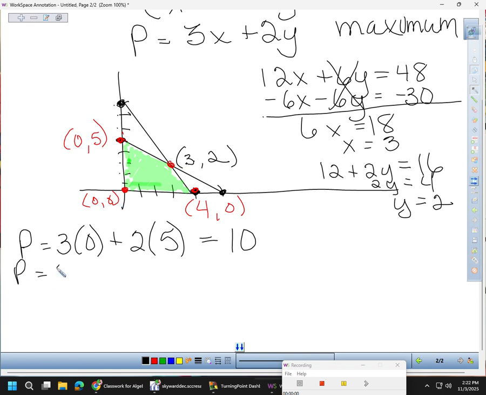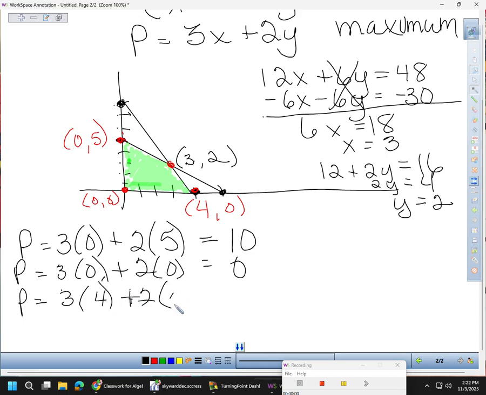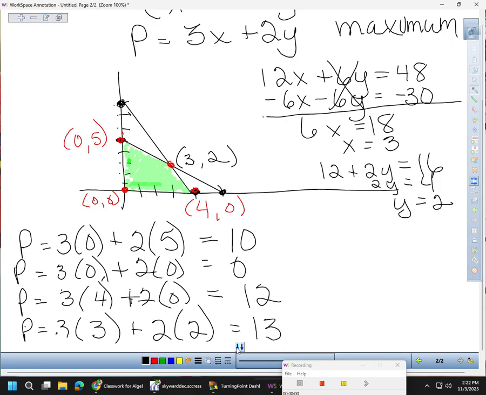All right, let's go this way. I have P equals 3 times 0 plus 2 times 0. That's 0. We know that's not the maximum amount. Go to this one. P equals 3 times 4 plus 2 times 0. That's 12. And I've got to do this vertex yet. P equals 3 times 3 plus 2 times 2. Which is 9 plus 4 or 13. Okay, any question how I plugged them into the profit equation?